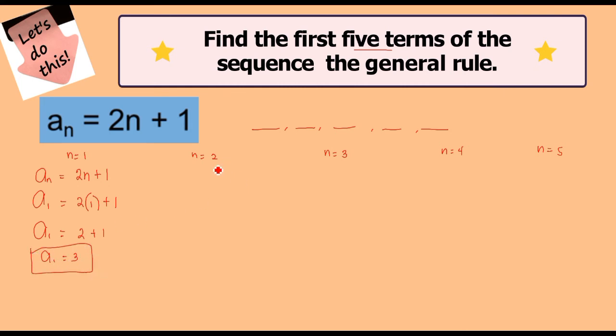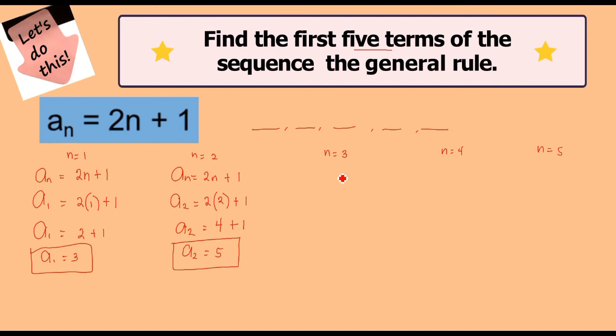Okay? Next, when n equals 2. So, a sub n equals 2n plus 1. So, a sub 2 equals 2 times, ang n natin ay 2, plus 1. And a sub 2 equals 2 times 2 is 4 plus 1. And 4 plus 1 is 5. Okay? So, that would be our second term.